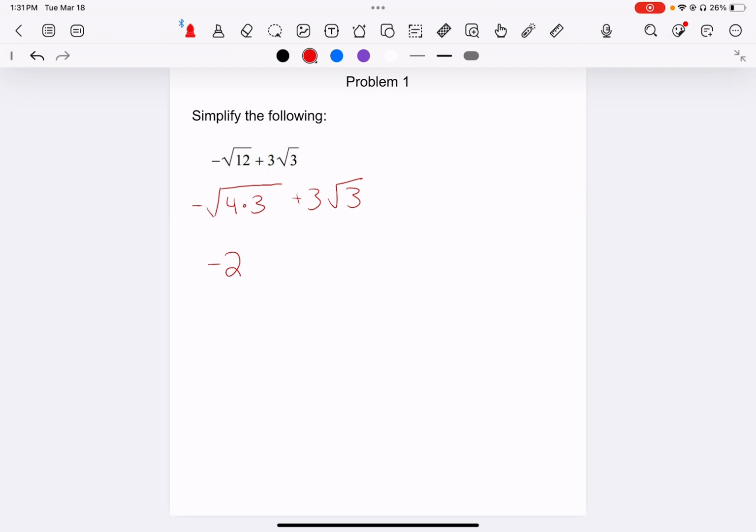So I have negative 2 radical 3 plus 3 radical 3. Now I'm taking the radical of the same number, so I can combine them. Negative 2 plus 3 is 1, so I'm just left with radical 3 as my simplified expression.